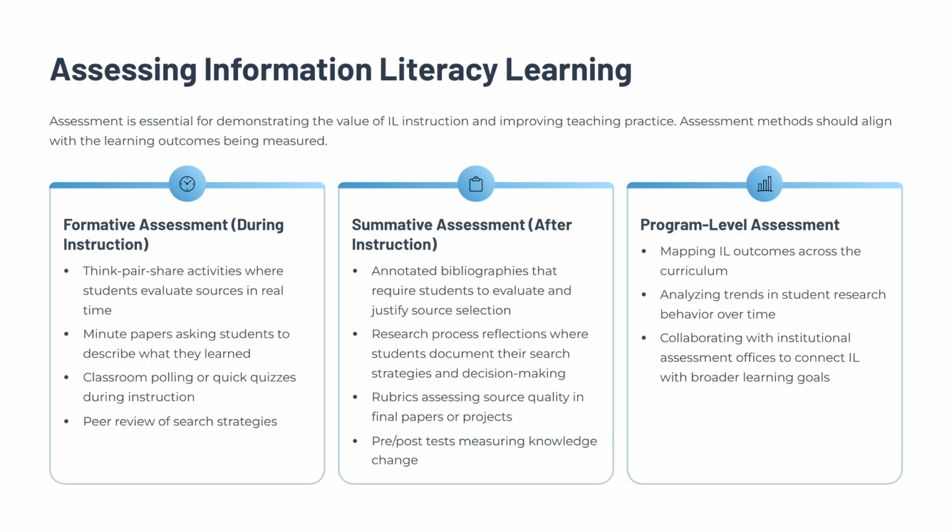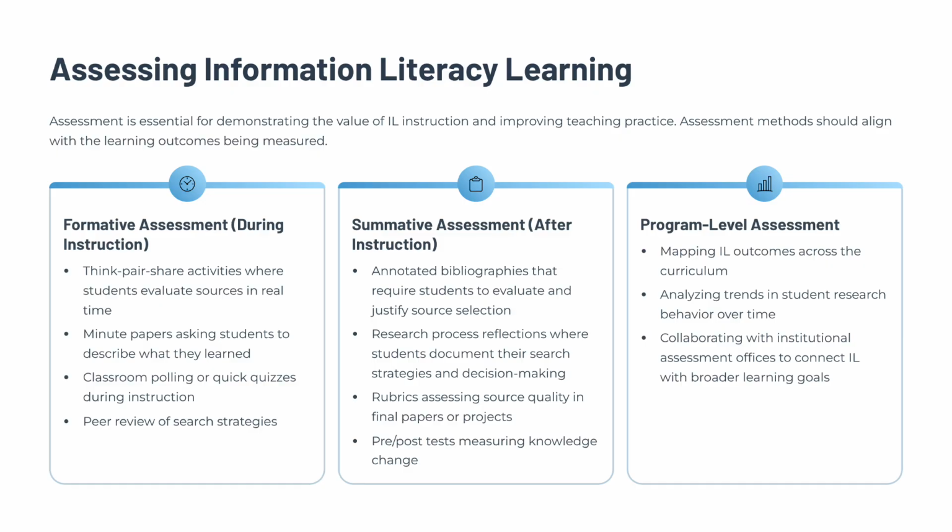Summative assessment happens after instruction. Annotated bibliographies are fantastic for this because they require students to not just find sources, but evaluate and justify their selections. Research process reflections, where students document their search strategies and decision-making. These reveal so much about how students actually think about research. Rubrics that assess source quality in final papers, and pre-post tests that measure knowledge change before and after instruction.